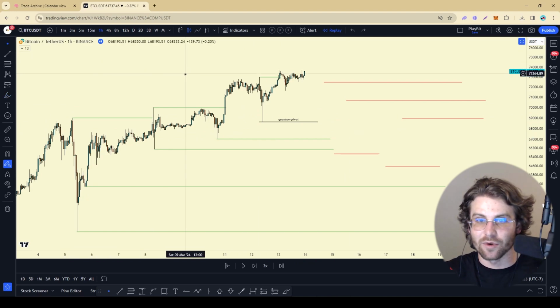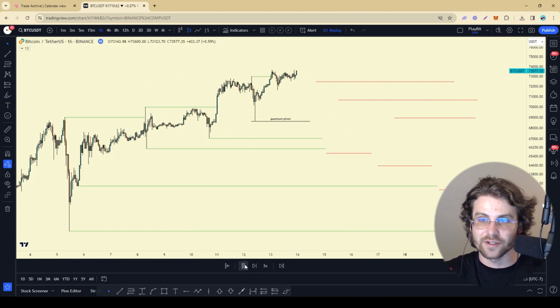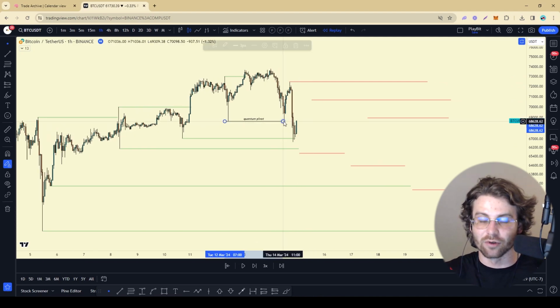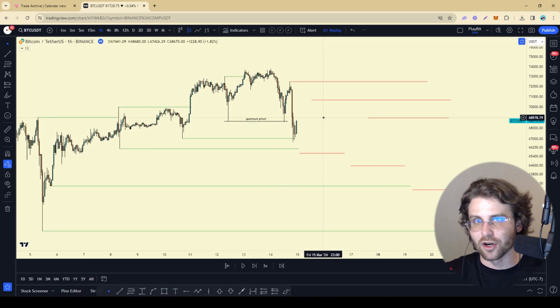But in the event that one of those lows is broken, and of course, the first one is obviously going to be the data low, right? The one closest to current price is broken, the quantum pivot occurs and market will shift bias. If we play this, you can see the exact moment that quantum pivot broke.